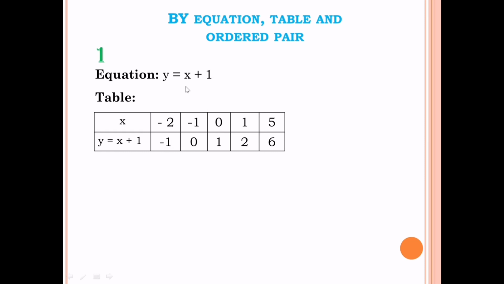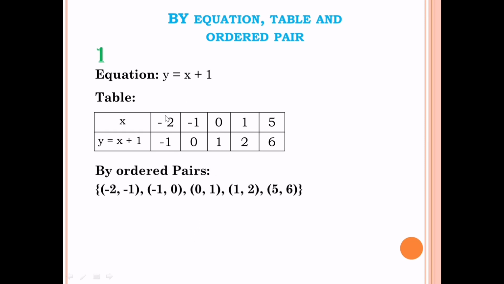The same process. -1 plus 1 is 0. 0 plus 1 is 1. 1 plus 1 is 2. And 5 plus 1 is 6. So we have now values for x and y. We can use them to produce ordered pairs. So we have (-2, -1), (-1, 0), (0, 1), (1, 2), and (5, 6). But at this moment, we cannot tell yet if it is a function or just a relation.